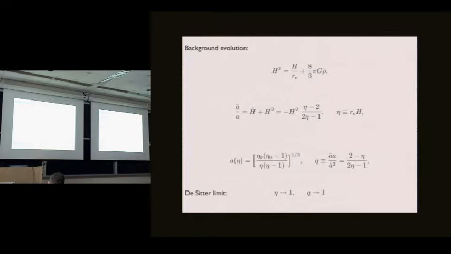You will see the equations appear in this combination, which is the acceleration parameter instead of the deceleration parameter that people use. I think it's about time we change the sign and acknowledge the universe is accelerating, so I'm not going to put the minus sign here. In the de Sitter limit, when the density goes to 0, H is equal to 1 over RC, so eta goes to 1. The acceleration parameter goes to 1, and you have de Sitter expansion.